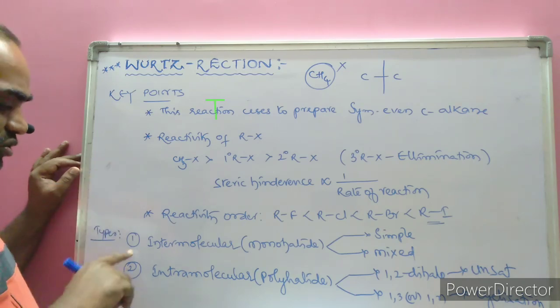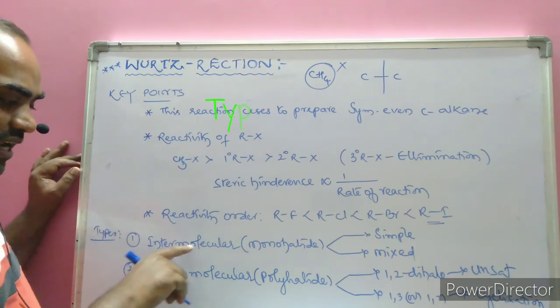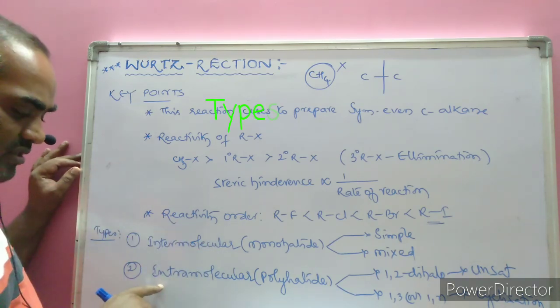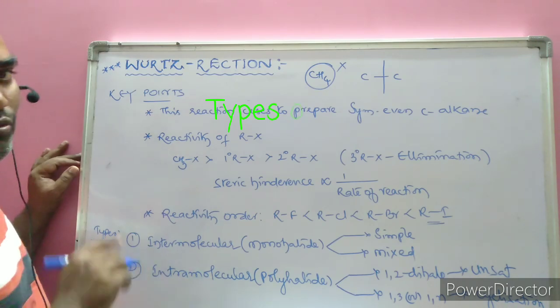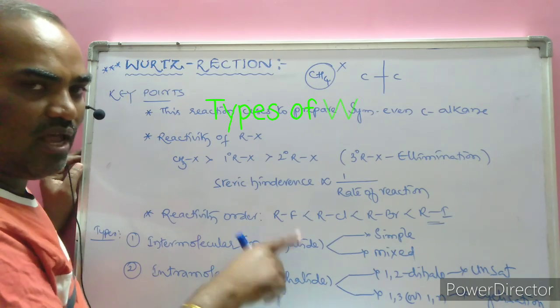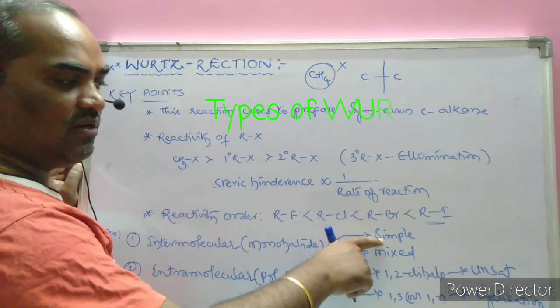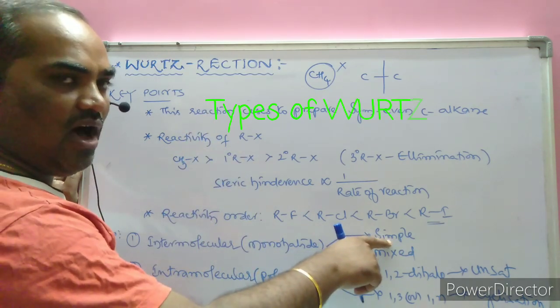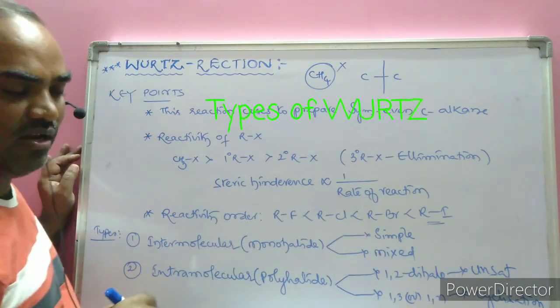Then, the Wurtz reaction is of two types. One is the intermolecular Wurtz reaction. The second one is the intramolecular Wurtz reaction. Inter means in between two. That is a monohalide, where only one halogen atom is present. It forms the simple alkane as well as the mixed alkane.